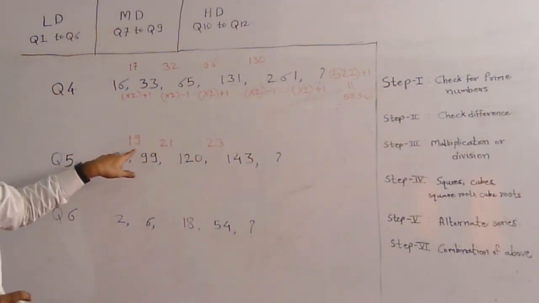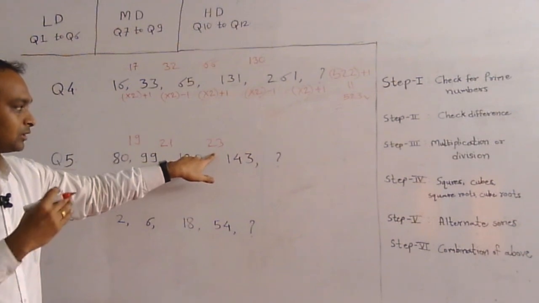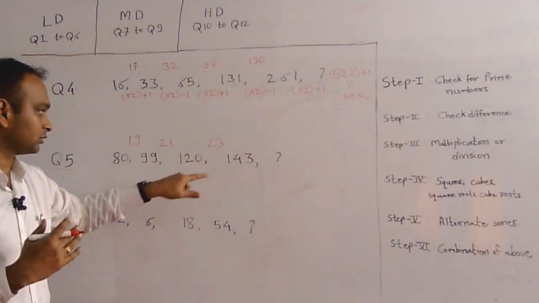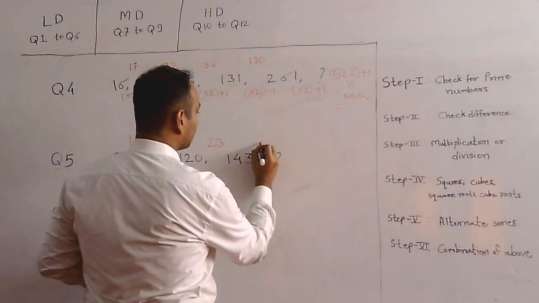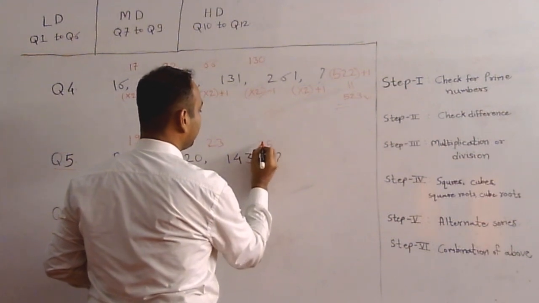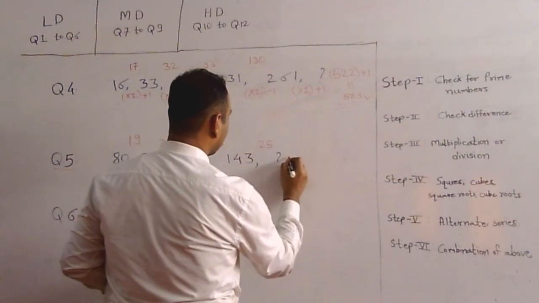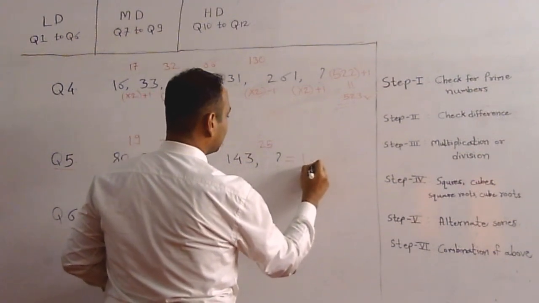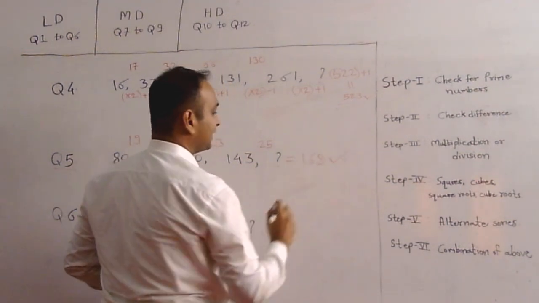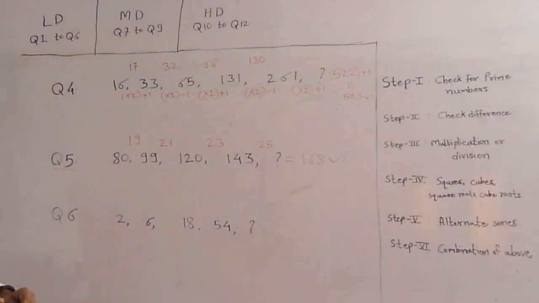So if you check the differences 19, 21, 23, the odd series is going on. We can continue the odd series. So the next difference must be 25. So if we add 25 to this, we will get our answer as 168. And that should be the right answer, 168.